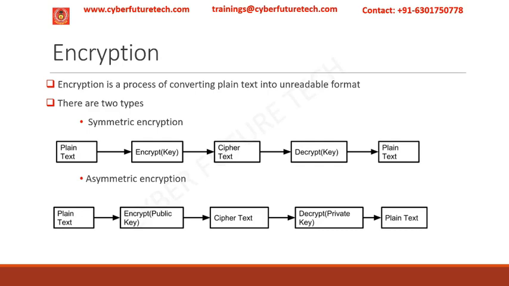The next one is asymmetric encryption. The sender encrypts the data using the receiver's public key. Now, to decrypt it, the receiver uses his own private key to read the message. Here, for encryption and decryption, we use different keys, so the data is more secured.